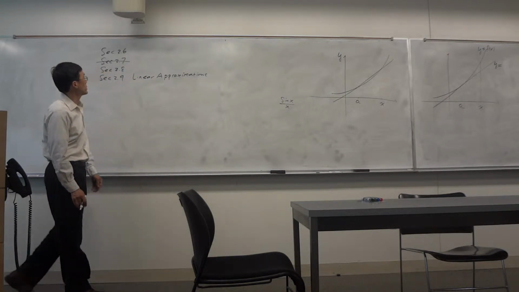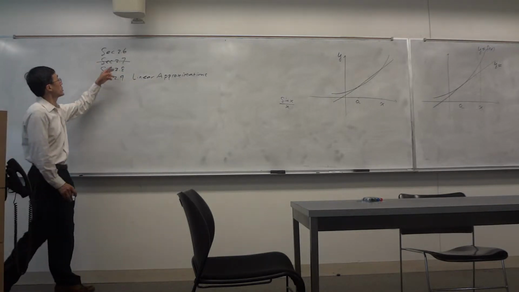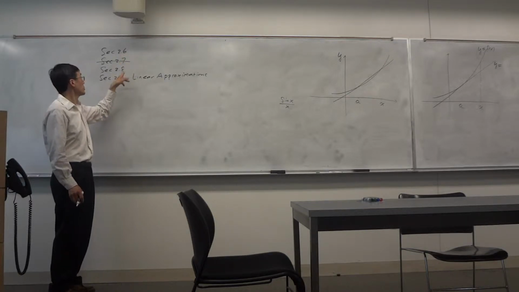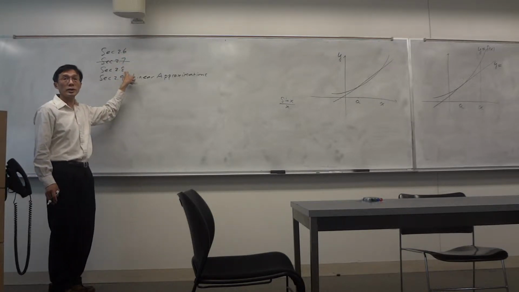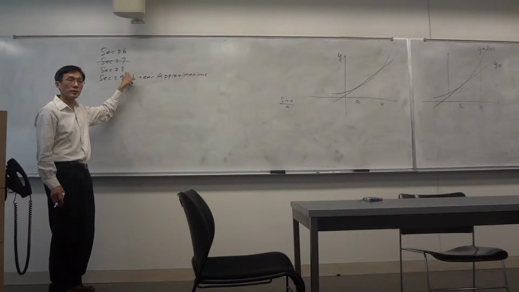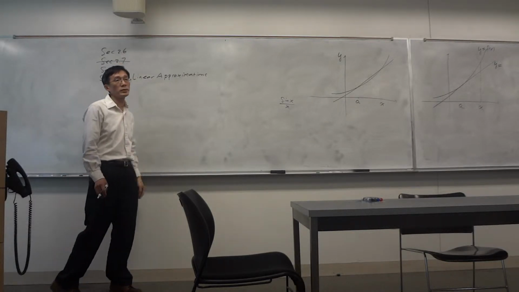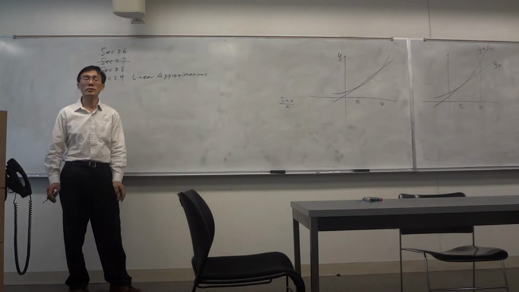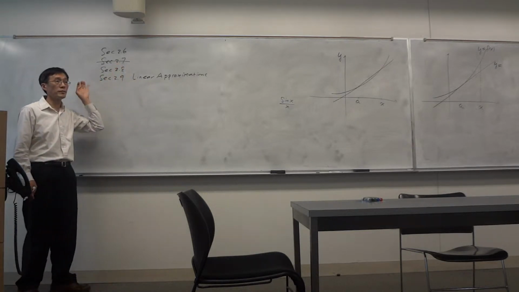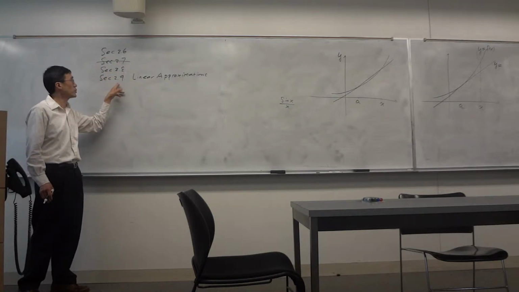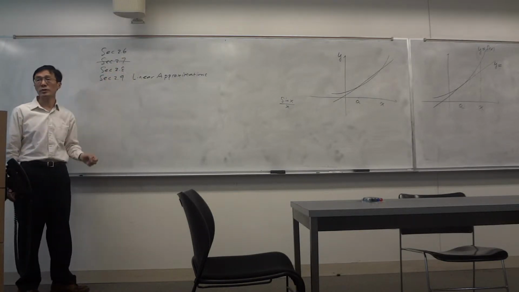All right, let's start with our lecture. So we did 2.6, which was implicit differentiation. Then we jumped to 2.8, which was related rates. And we skipped 2.7, which is rates of change. We may or may not get to that, but for now, we're skipping that. Let's move to 2.9 today, linear approximations.